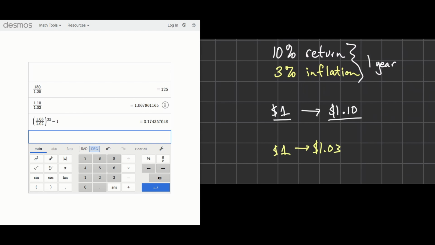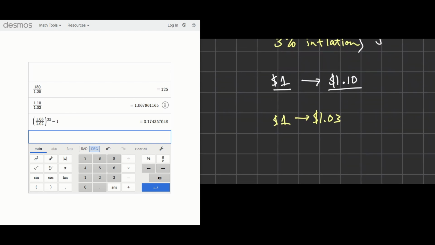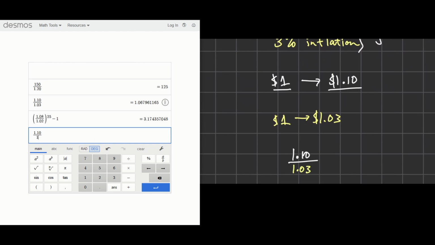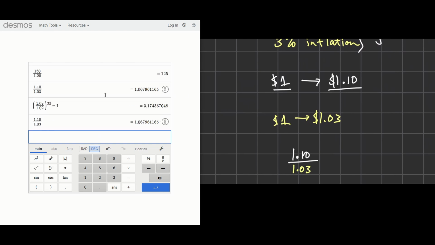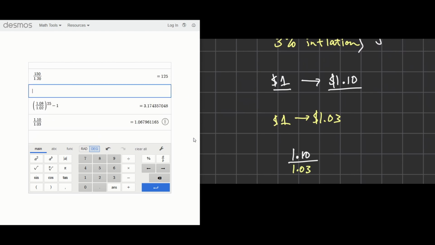So you can just kind of think about it like this. I've got $1.10, but the dollar itself is really worth $1.03 from the year before. So you can just divide it and see how many dollars that's worth today. So if you do this calculation, okay, you'll see that you have $1.10 is really only going to be worth $1.